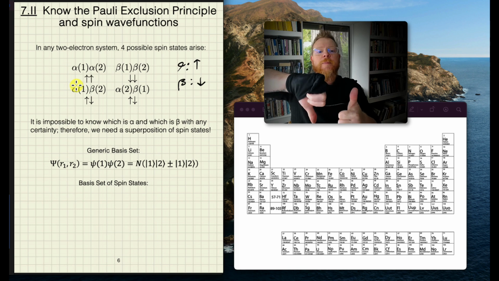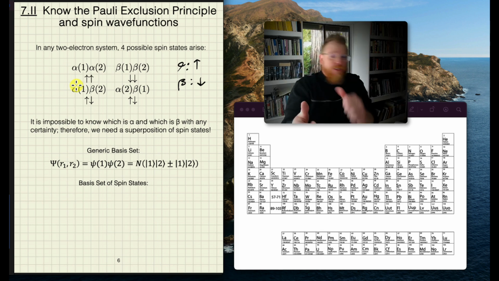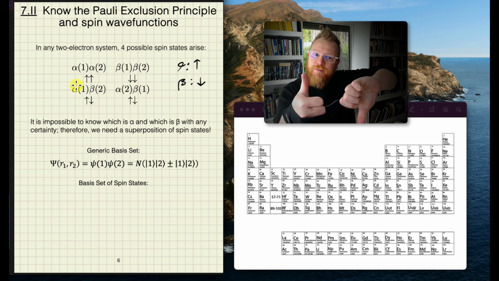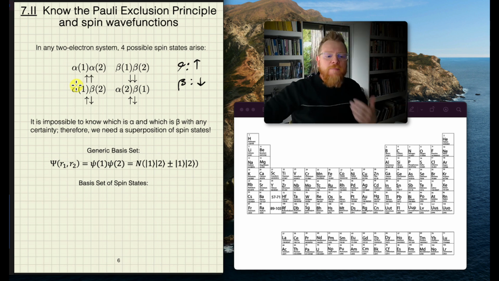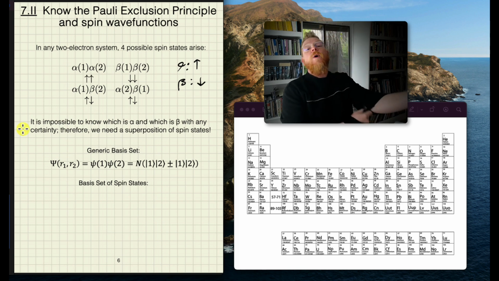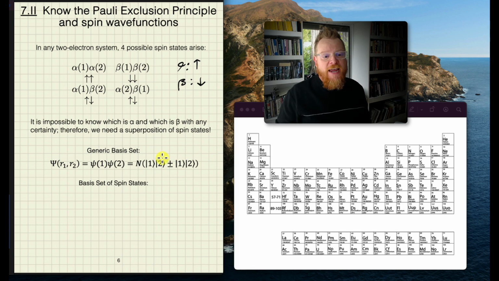And now, because I don't know which is which, there's also the possibility of electron 2 being alpha, and electron 1 being beta. And because of that, because we don't know which is which, we're going to need a superposition to describe those spin states. So our generic spin state basis set will go as the following.